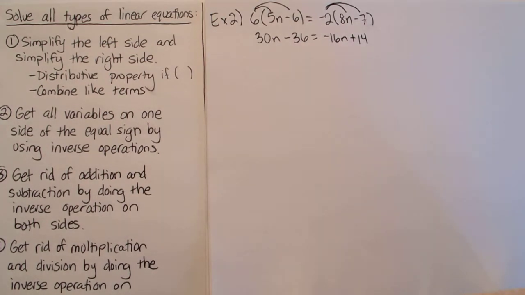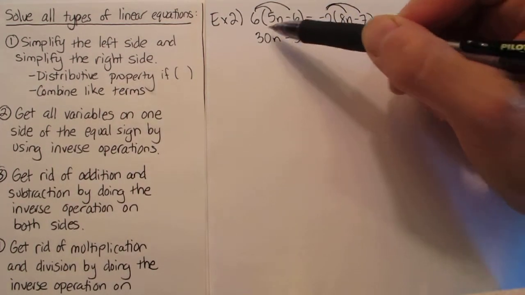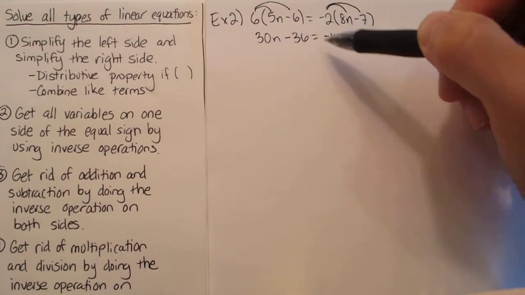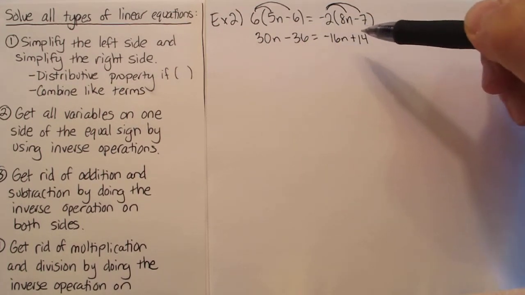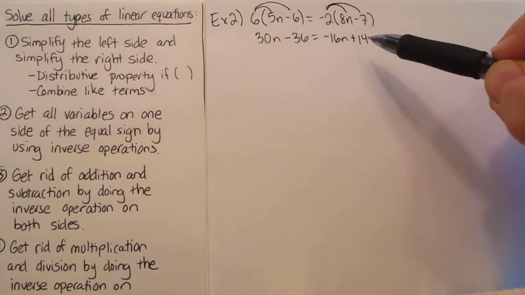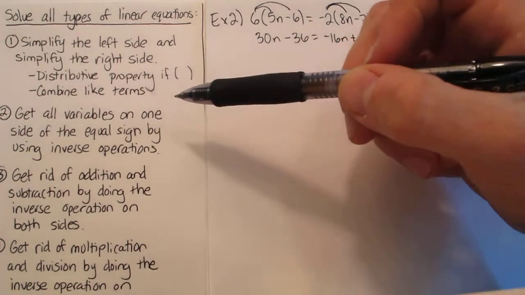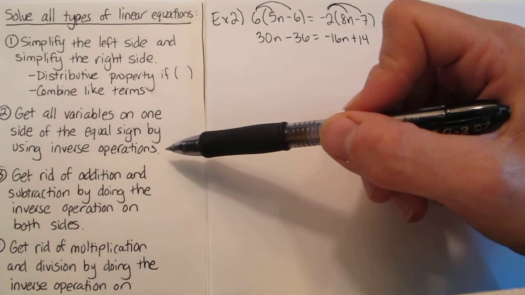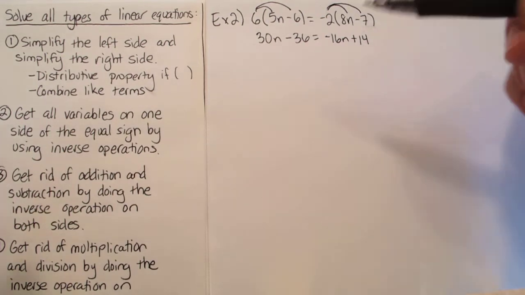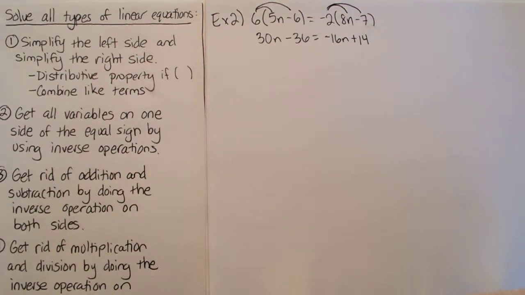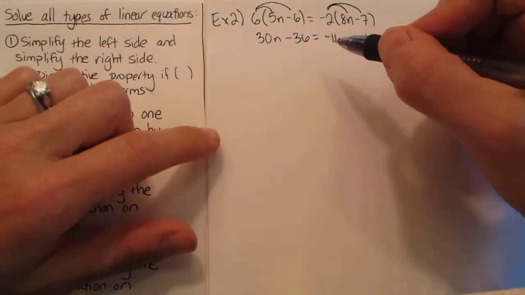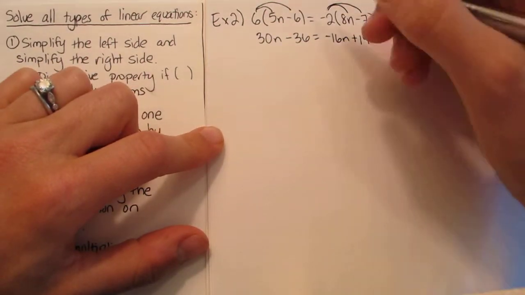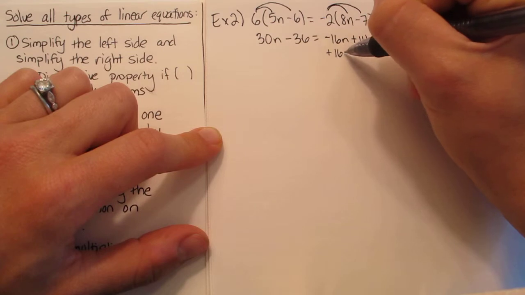So I can't combine like terms here because these aren't like terms, and I can't combine like terms here either. But I do notice that I have n's on both sides. So I'm going to move down to step 2, which says get all variables on one side of the equal sign by using inverse operations. And it's always easiest if you move your smaller one first. So I'm going to start by adding 16n to both sides.